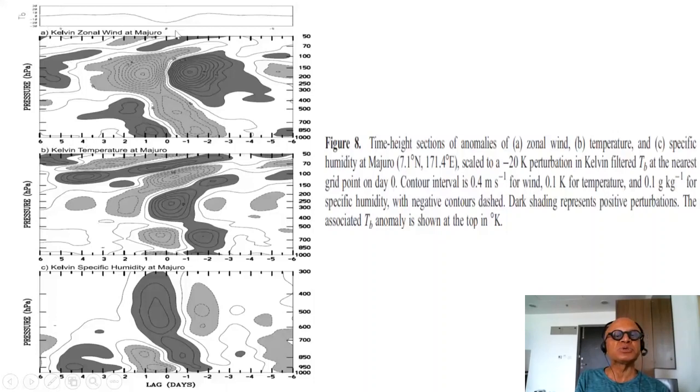So the temperature signal is shown here, and the pressure coordinate signatures in... this is, let me make sure, this is the zonal wind, this is the temperature. In B, sorry, A is zonal wind, B is temperature, and C is specific humidity. Again, you can see the vertical propagation of the Kelvin wave related signature in zonal wind, temperatures, and humidity.